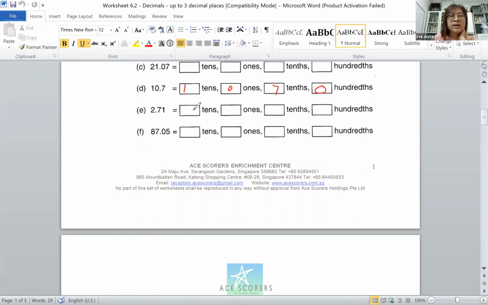Now what about this? This is 0 tens, but there are only 2 ones. And then 7 tens, and 1 hundred. Right, 7 tens and 1 hundred.